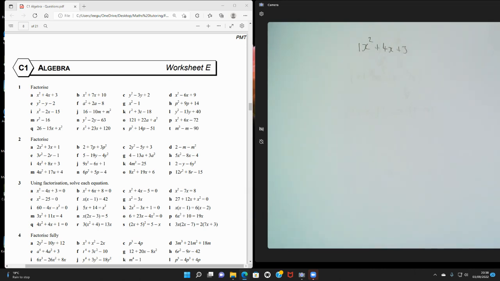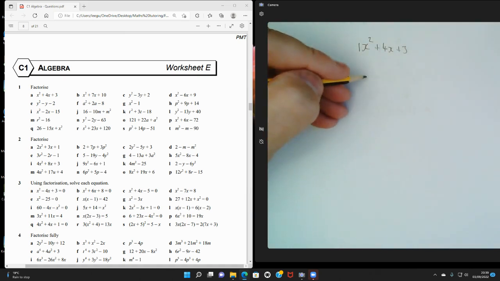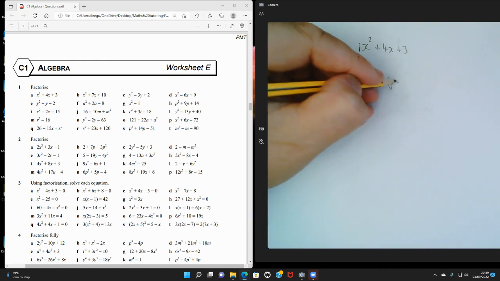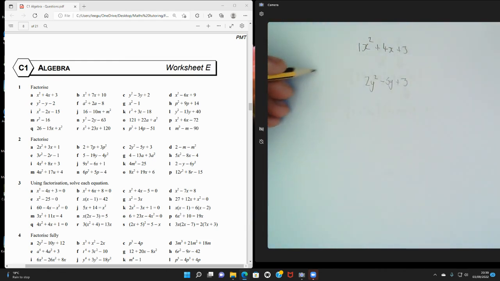What I'd like to do now is show you a technique for factorizing quadratics with a non-linear coefficient of x squared. That's fancy math speak for a number in front of the x squared, or the y squared, or whatever the letter happens to be. Let me just show you how this works. It's an algorithm. So this is 2y squared minus 5y plus 3. This is question 2c.